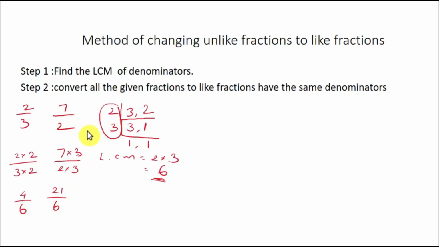Now, I have converted the unlike fractions, 2 by 3 and 7 by 2, into like fractions. See, first, what are the steps? We have to find the LCM by the division method. After finding the LCM, we have to convert the unlike fractions into like fractions. This is the method of changing unlike fractions to like fractions.